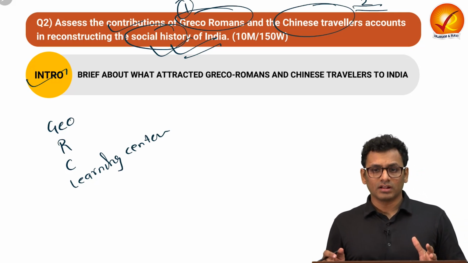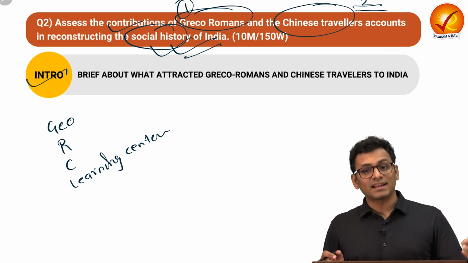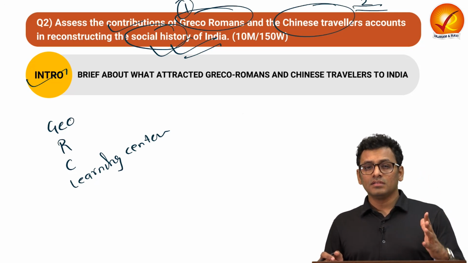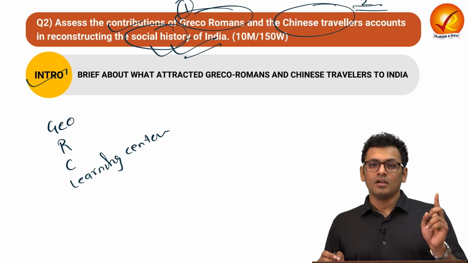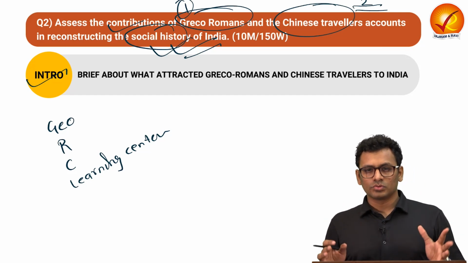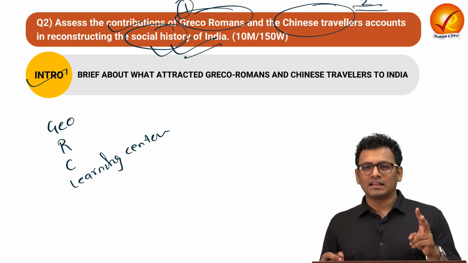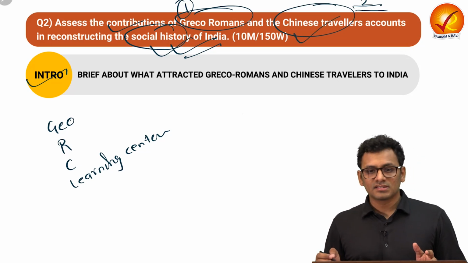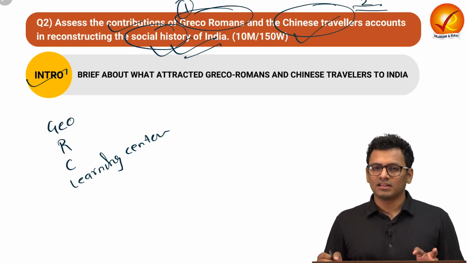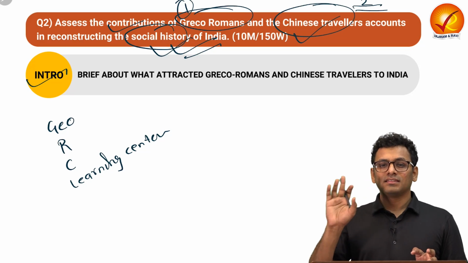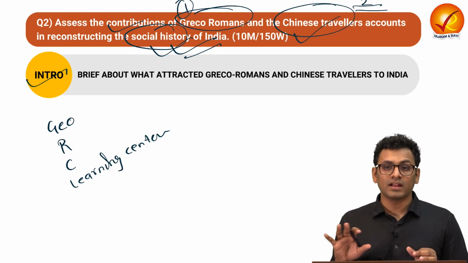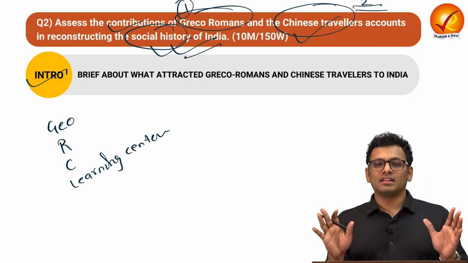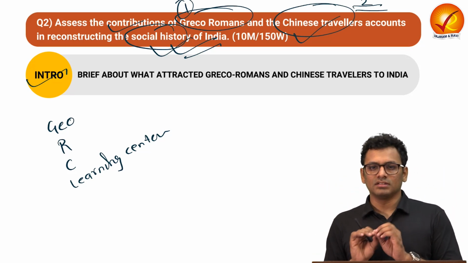So this is something you can talk about in the introduction, that what exactly attracted those travelers. In the body, the very first heading is going to be the contribution of Greco-Romans for understanding the social history of India. The second heading would be the Chinese travelers' account with respect to understanding the social history of India. And in the conclusion, we will talk about the significance of their contribution with respect to understanding the Indian society in a holistic way, the ancient Indian society.